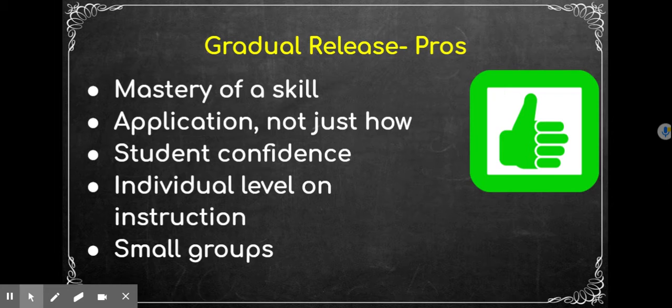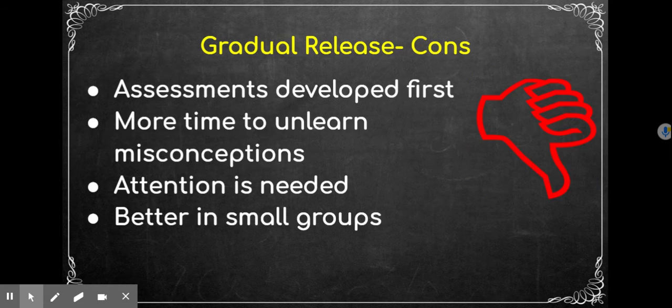So the gradual release pros. Students will start to develop a mastery of the skill. They'll know the application and not just the how to do it. Student confidence definitely increases with them because you'll see them developing their own skills on their own, and they will have more independent work. This is really good for small groups and individual level instruction. So if you're able to have a lot of small group instruction, this is really great for that. Now keep that in mind for small groups.